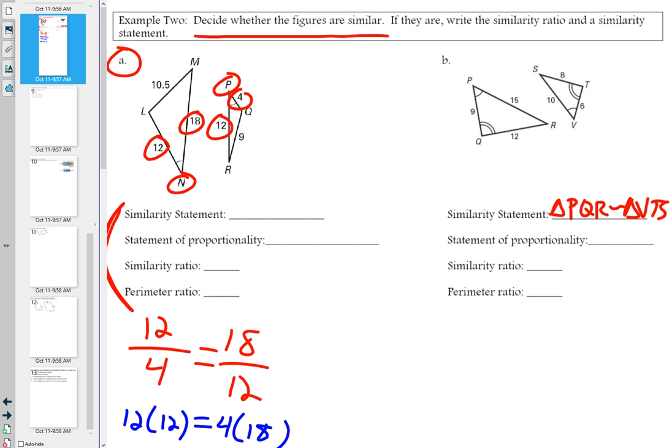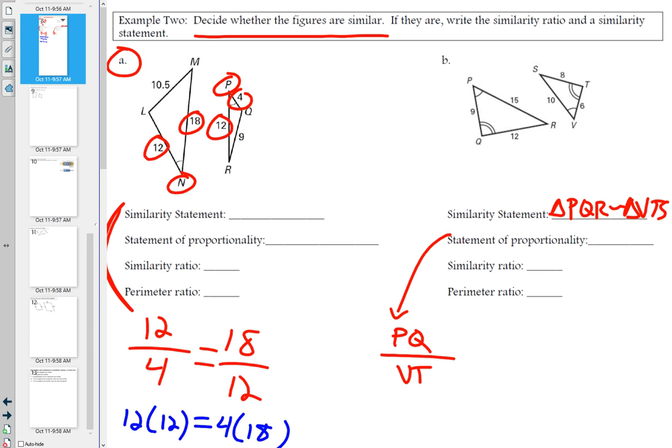The next question says a statement of proportionality. So my question was, what is proportional on similar polygons? And he said sides, which is correct. So what I want to do here now is compare the sides that match up. Since I have a similarity statement, I don't even need to look at the diagram. Let's do it here to have more space. PQ. What does that correspond to?